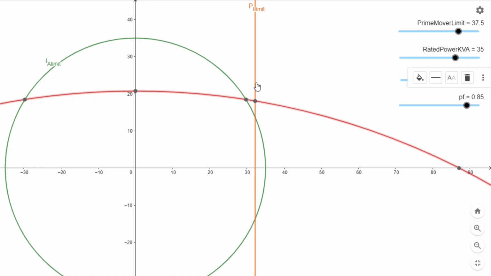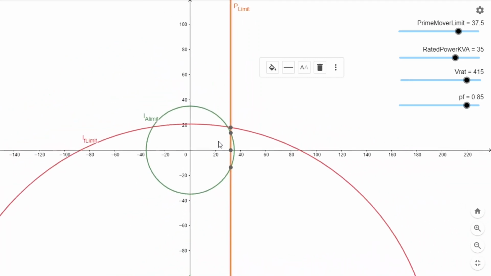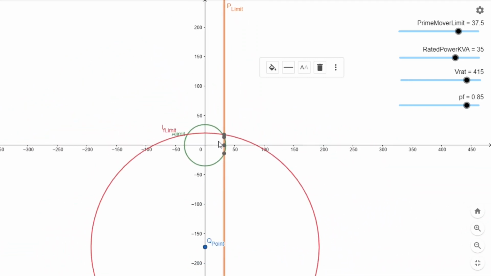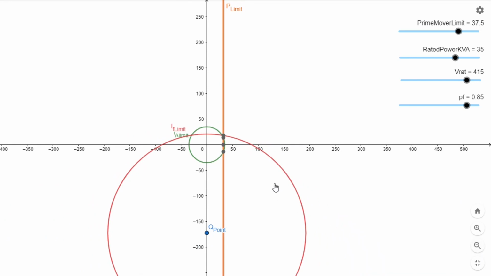And now we add a third limit, which is the limit of power, which we mentioned as the limit of the actual prime mover. So your prime mover has a limitation to the amount of kilowatts that it can put into the generator. So you might find that even though the stator itself can carry current beyond a certain level, the prime mover may not be able to supply it.